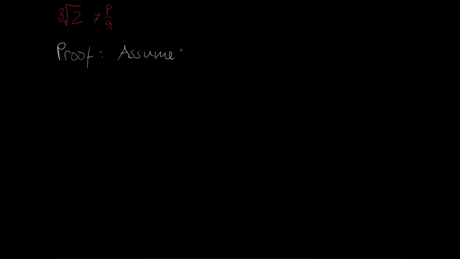In our case, we are going to assume that the cube root of 2 is rational, so it's a ratio between two integers, p and q, and those integers have to be co-prime. They can't share a factor, is what that means. So if they were to share a factor like 3, then we could erase that from both sides of the division line. And we would have a ratio that is co-prime.